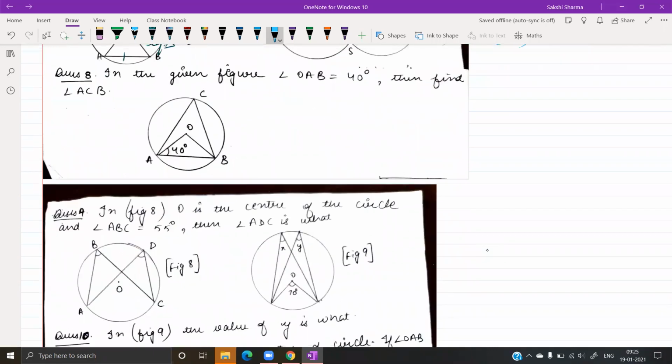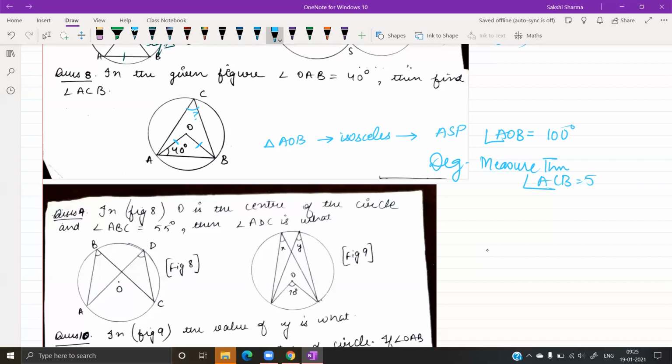Question number 8. In the given figure, angle OAB is 40 degrees, find angle ACB. This one's actually very easy. Triangle AOB will be isosceles. From here, when you apply the angle sum property, you will be able to find angle AOB, which is 100 degrees. And then you can apply the degree measure theorem. Angle ACB comes out to be 50 degrees.